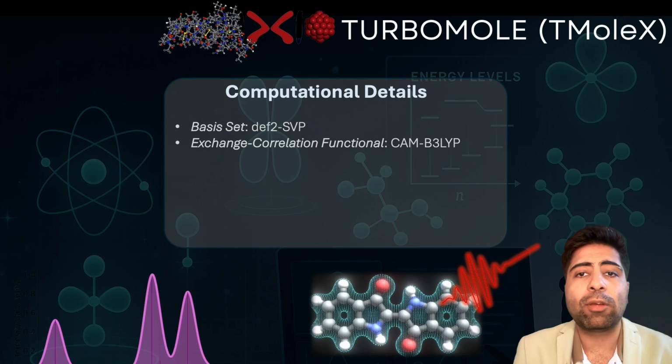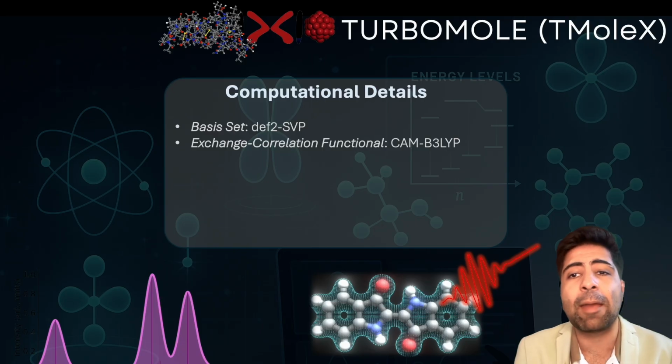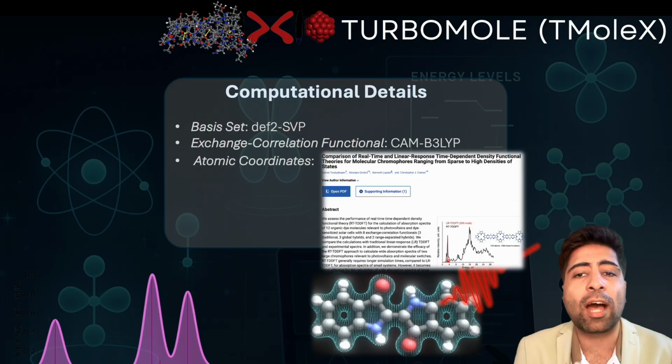We will use the following basis sets for all calculations. The basis set will be def2-SVP to keep things fast. For production-level TDDFT or excited state calculations, a larger basis set such as def2-TZVP or def2-TZVPD is usually recommended. The exchange-correlation functional will be CAM-B3LYP, which is a recommended choice for excited state calculations. The coordinates of the indigo molecule are taken from this paper. A direct link to the coordinate file is also provided in the video description.